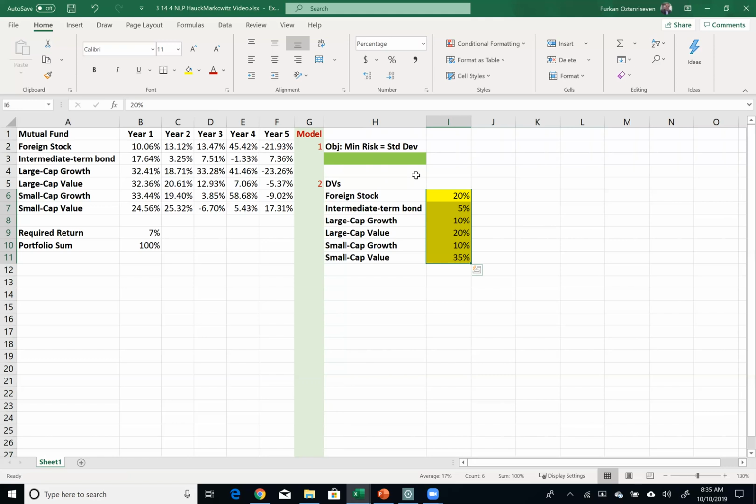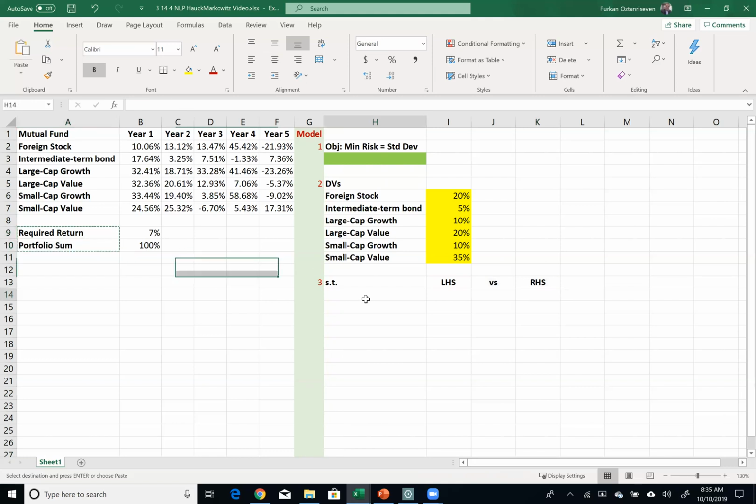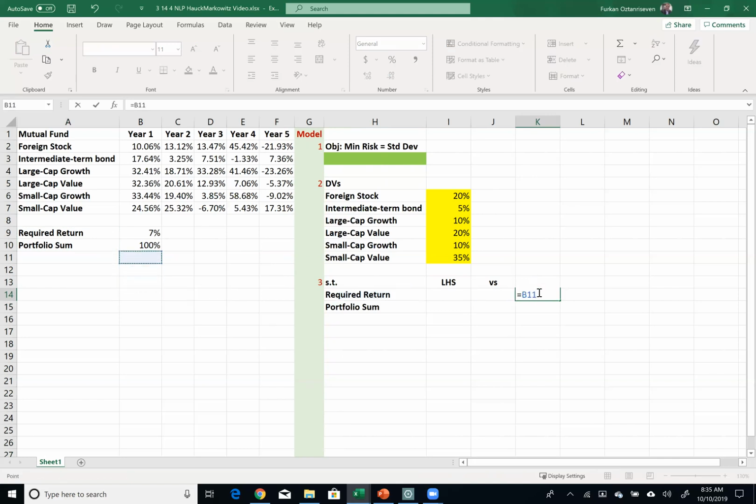Before measuring the objective though, I would like to introduce my constraints. Subject to. As you know, constraints have three components: left-hand side versus right-hand side. In general, right-hand side values are given, left-hand side values are calculated, and then the relationship. So I have basically two constraints that are given to me from this client. Right-hand side value, I want to have at least 7% return, since it's at least, greater than or equal to. And I want to spend all my money. So that right-hand side is 100%, so equality.